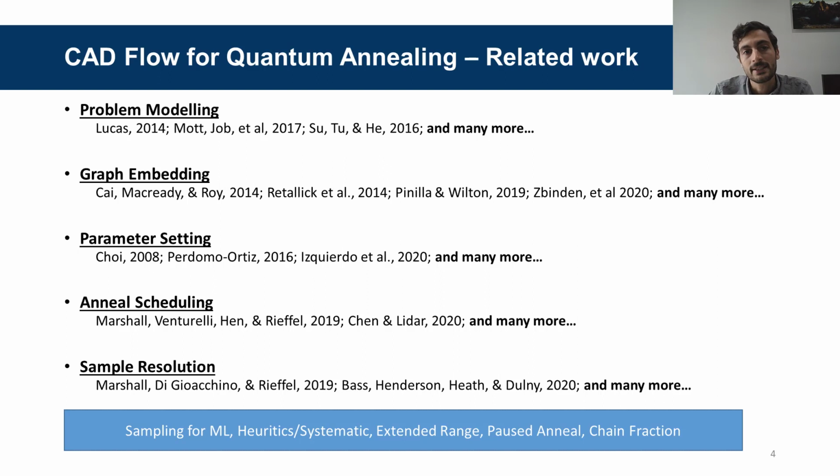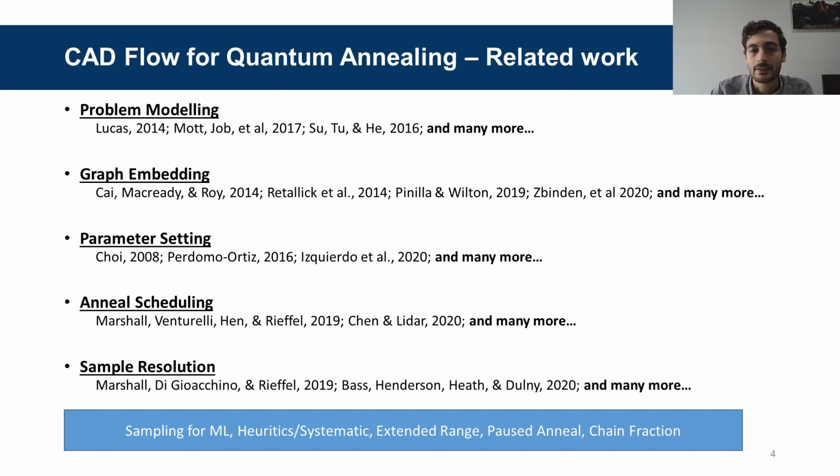The problem we're modeling is sampling for machine learning applications. We're interested in both heuristics and systematic embedding methods. We believe that parameter setting requires the use of extended range for better performance, and this is supported by the D-Wave tools. We are also interested in having pauses in the anneals. We've had enough evidence showing that this is beneficial. We've witnessed a small opportunity of improvement in the sample resolution part using chain fractions, and I'll explain this a little later.